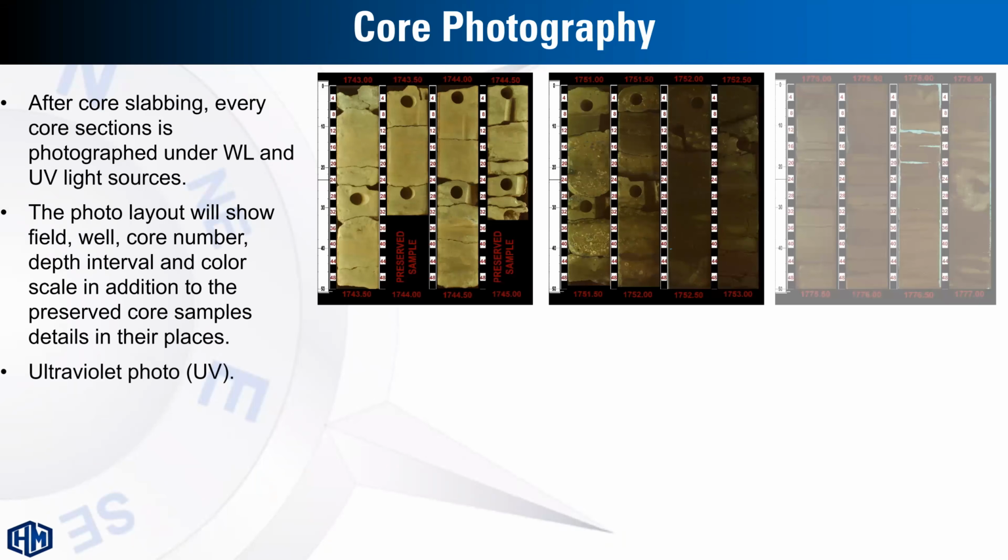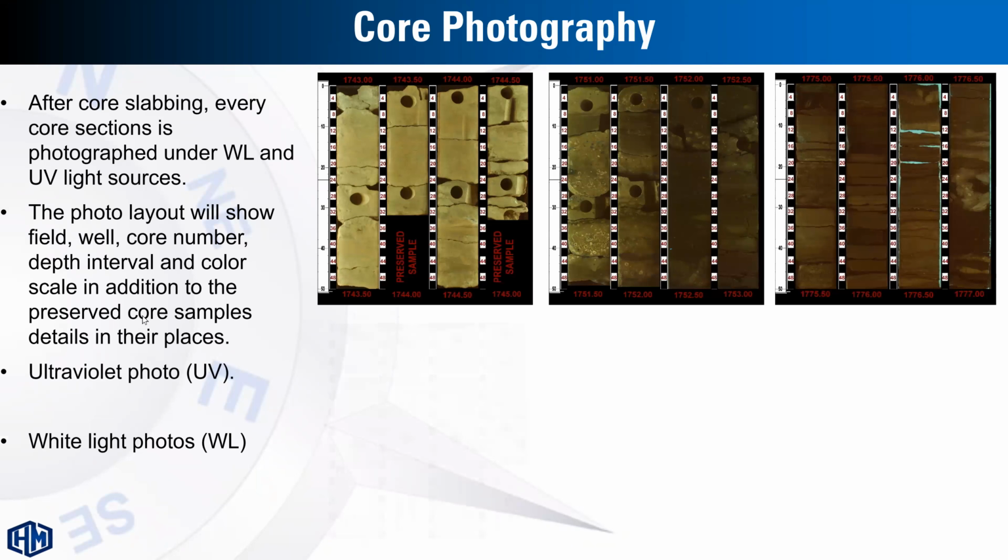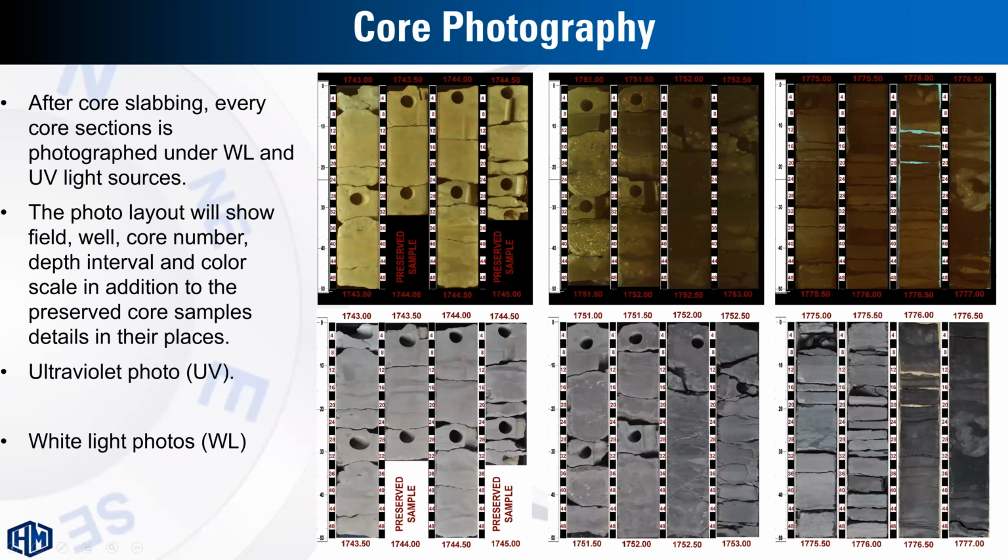Core photography is an important step, and can be used to identify the hydrocarbon potential and hydrocarbon presence of the core, specifically with the ultraviolet light, and can be used to detect some features of the core like fractures, vugs, and so on.